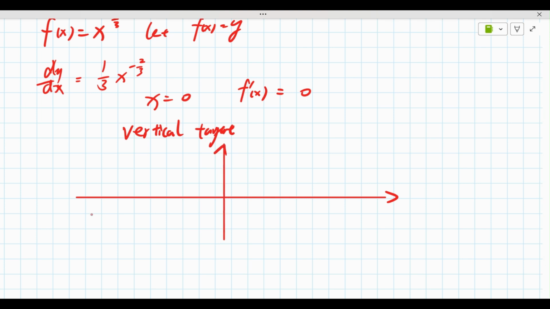It's like you're going from here to here, so like that. So this is pretty much the question they're asking.